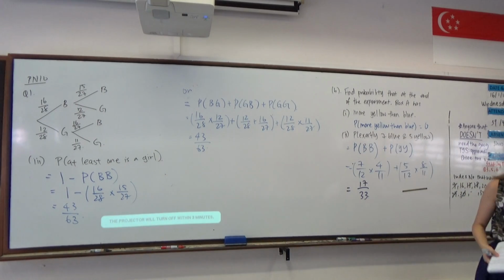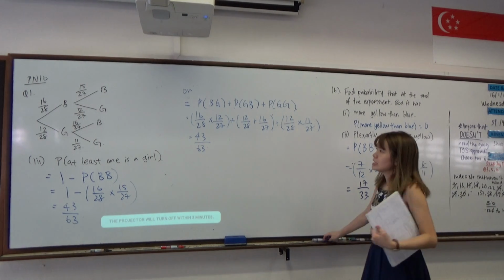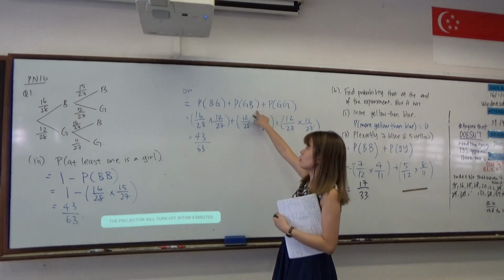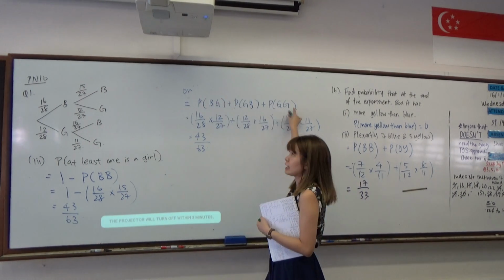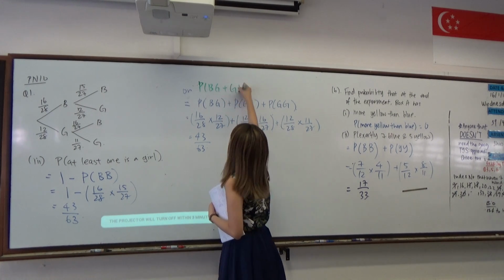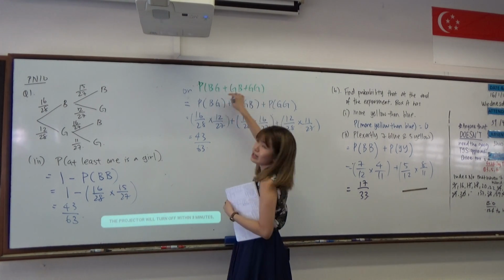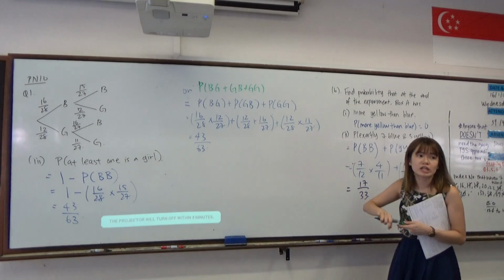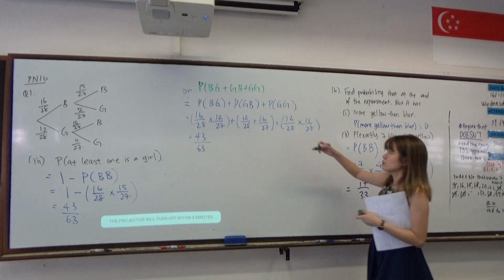Next I put P, then bracket put P plus G plus. No, cannot. Okay, presentation wise, this is the only acceptable one if you want to write it in short like that. It is not acceptable if you write BG plus GB plus GG. This is not a correct notation, right? So please don't do this.